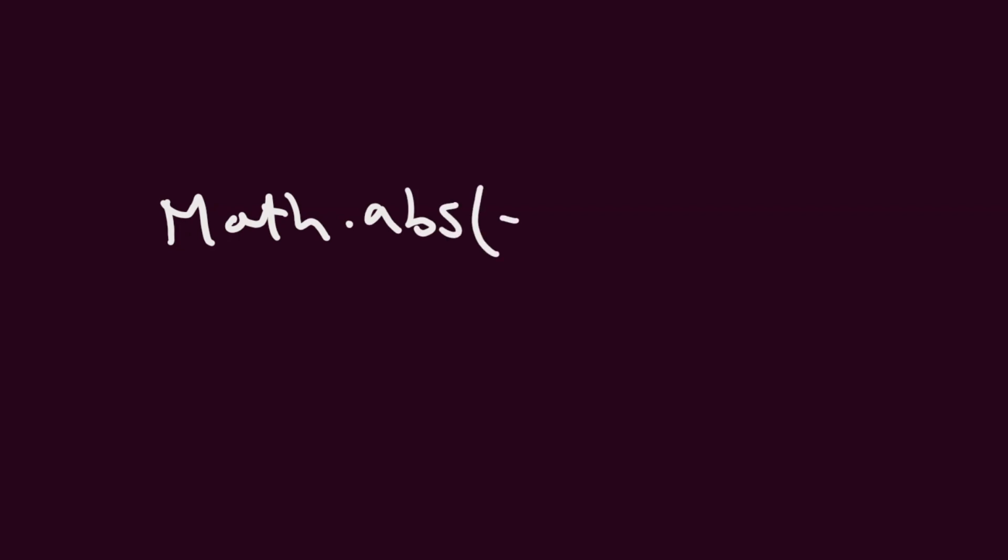Now the next one we're going to talk about is Math.abs. So this gives us the absolute value of something. So if you put in -5, for example, your output is 5.